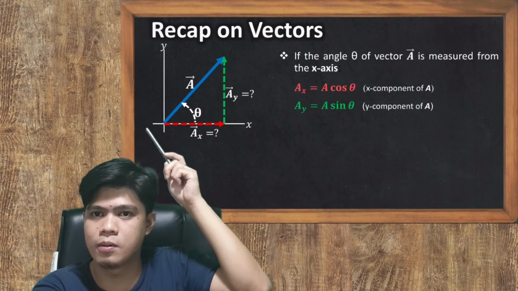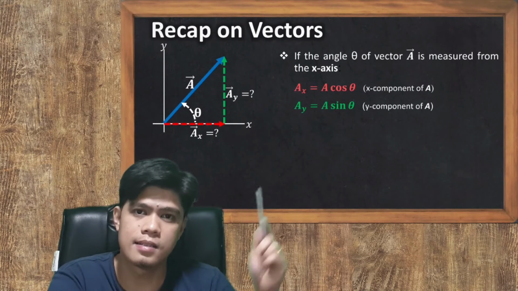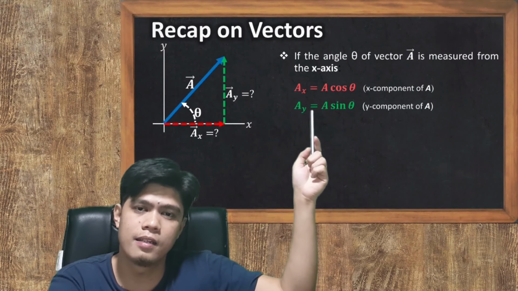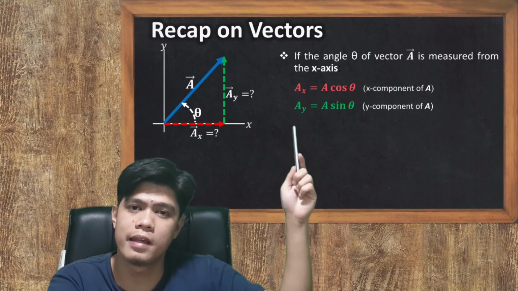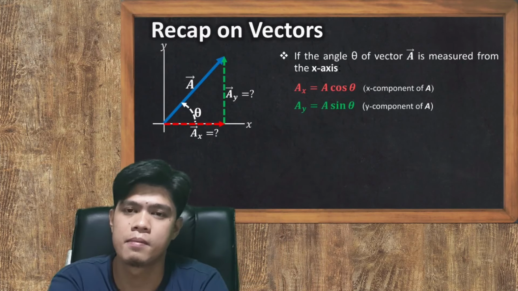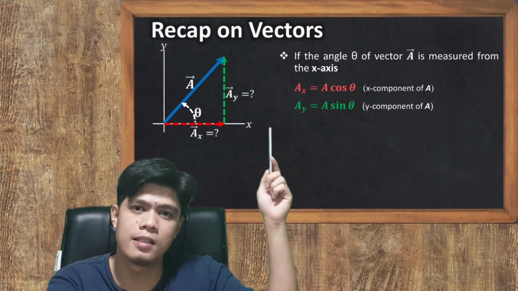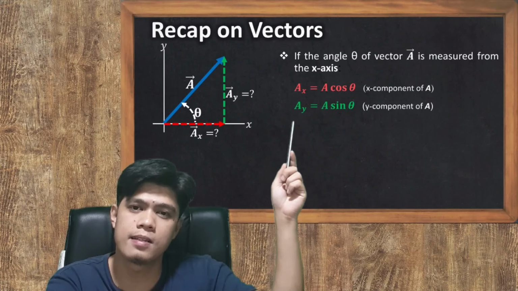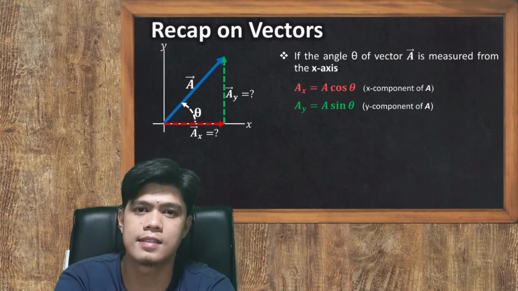Now in the third quadrant, both of them are negative. So AX should be negative A cosine theta and AY is equal to negative A sine theta. And in the fourth quadrant, AX is positive, so AX is equal to A cosine theta and AY is equal to negative A sine theta.